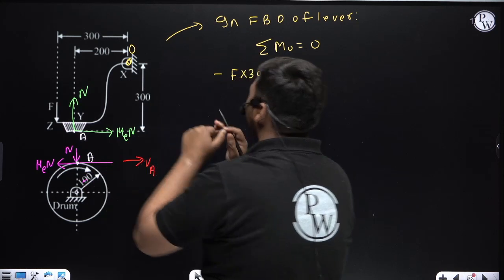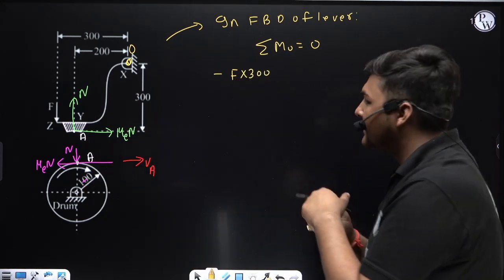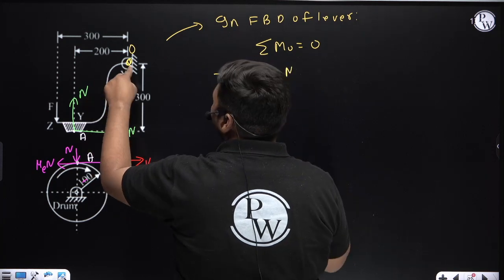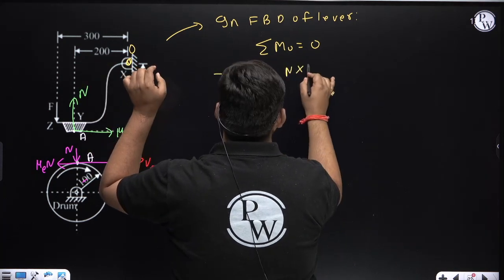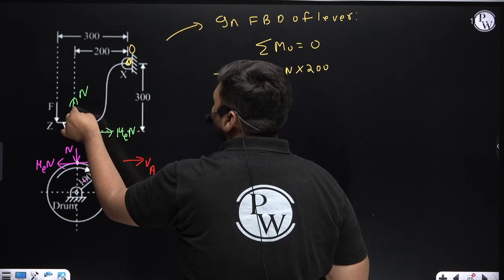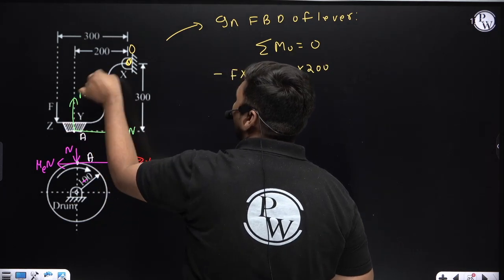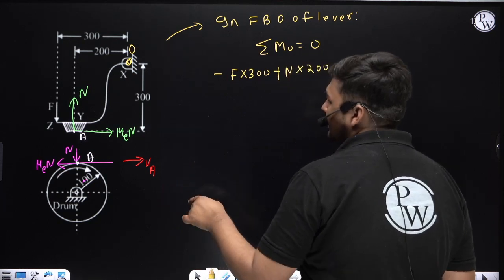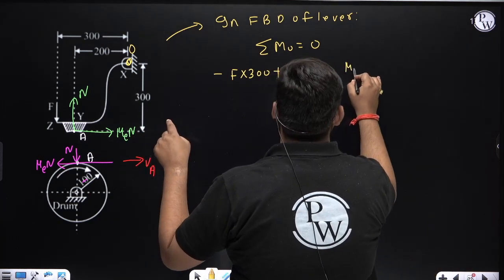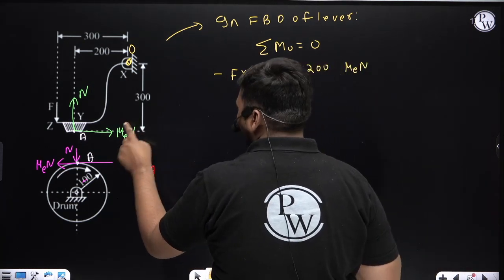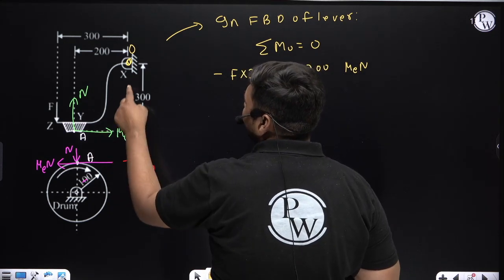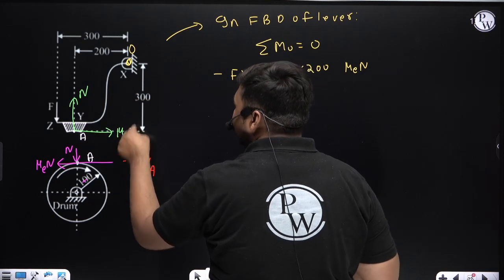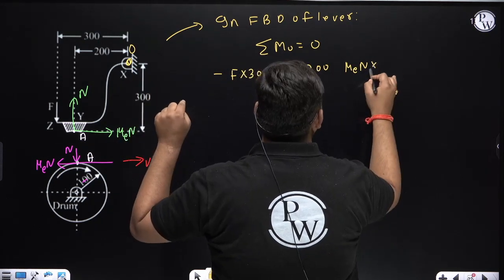Suppose I am considering anti-clockwise as minus and clockwise as plus. Now the moment due to this force N, its perpendicular distance from O is 200, you can see. The direction of moment due to this force N about O is clockwise. I am considering clockwise as plus, so it is plus. Now this friction force, which is mu equivalent into N. Now the moment due to this friction force, since it is horizontal, we need to see the vertical distance. So its vertical distance from point O is 300 mm.